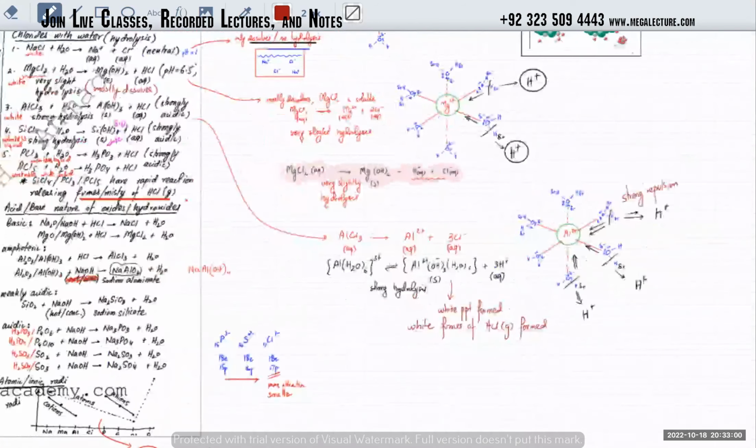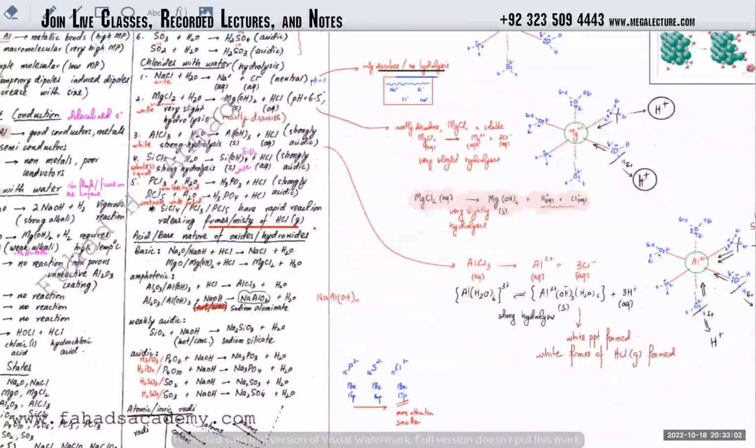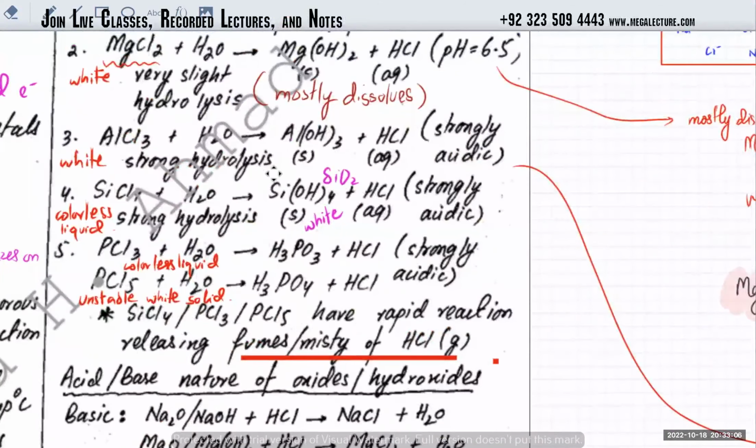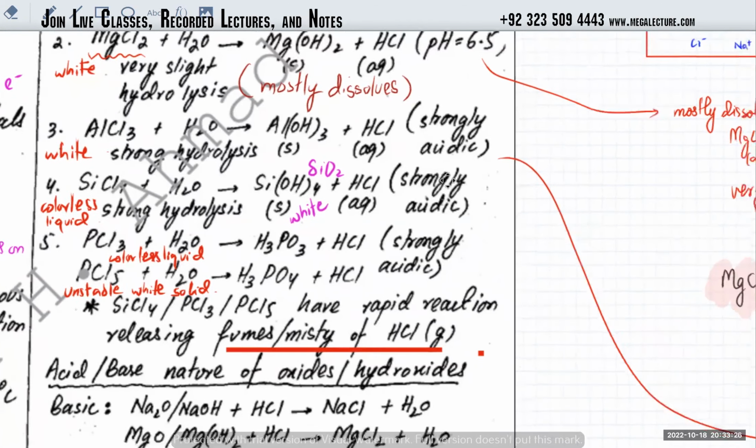Then moving to the next one, you have SiCl4 with water, and that also is a vigorous reaction. You don't really have to know why SiCl4 reacts with water, you just need to know the reaction. It's a very strong hydrolysis. You get Si(OH)4 and HCl. But I'll explain what the reason is for that.